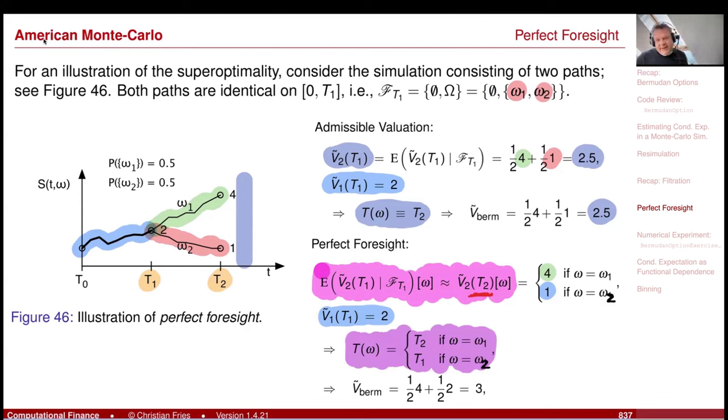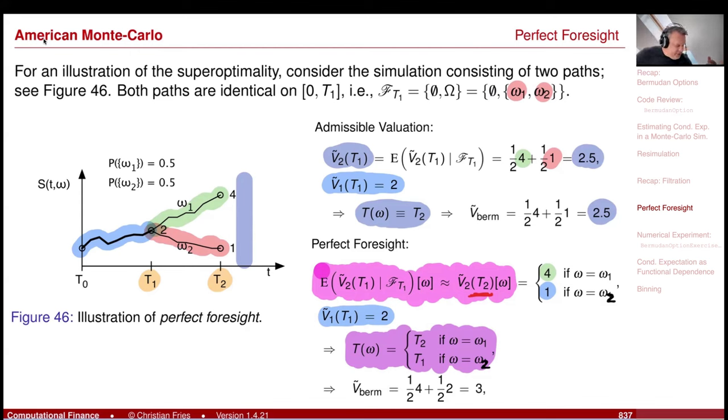So you also see that this is not a stopping time, because the criterion that {T(omega) ≤ T1} is F_T1 measurable is not fulfilled. This is not a stopping time. So there's a lot going wrong here. Now, if you have this information of the future, you are exercising super optimal.